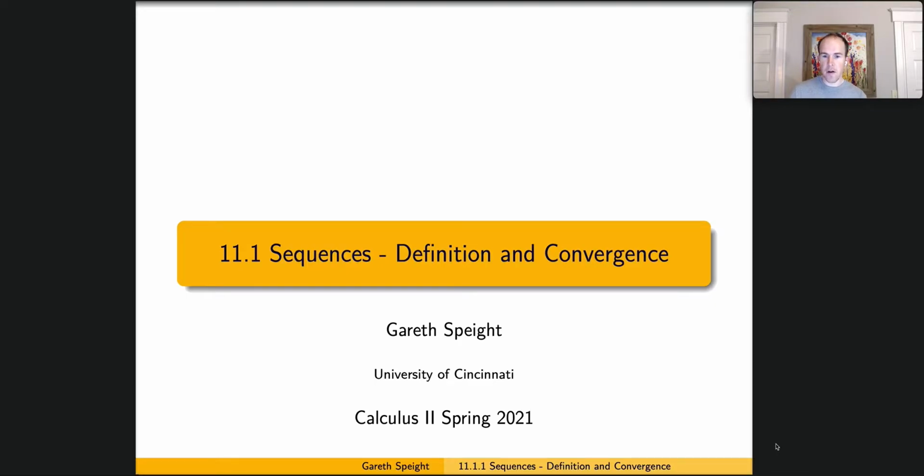Hello, everybody. So far we've seen how to integrate several different types of functions, but always the method that we pick is highly dependent on what we're integrating. So we might do integration by parts or trig sub or partial fractions and so on, depending on what the thing we're integrating looks like.